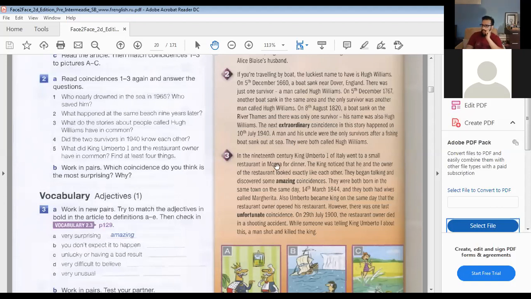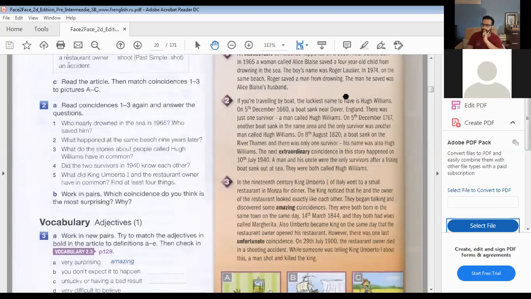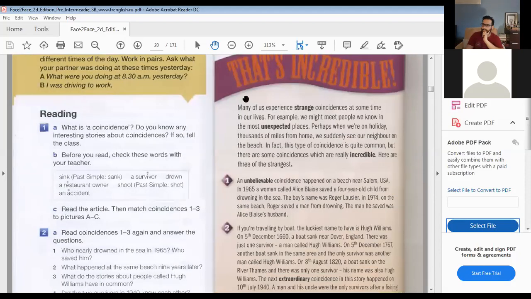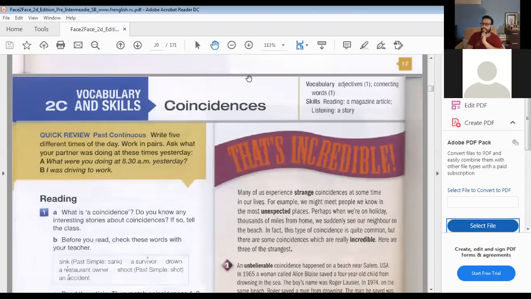Okay. All right, so I was just answering here a few questions about the article, but now that you're back, I'm going to give you some time to read it. It's a very nice article here. We're talking about coincidences. Do you know what it means when we say coincidence? What is a coincidence? Have you heard of this word, coincidence?